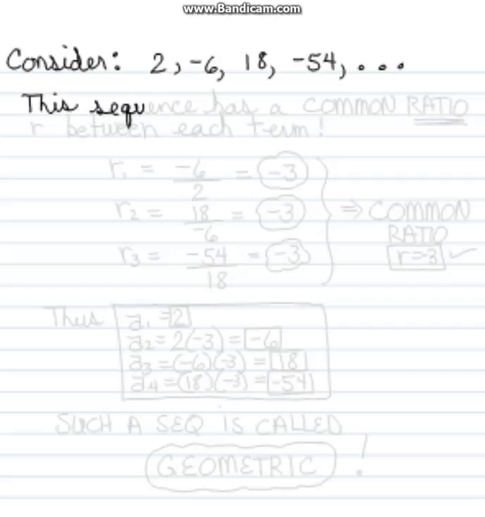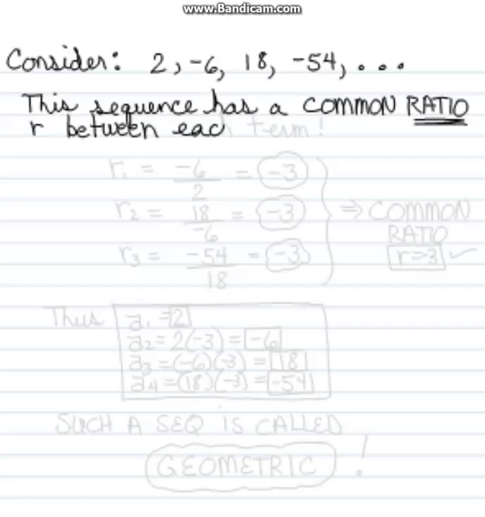This sequence has, instead of a common difference, a common ratio, which we call R, between each of the terms. So instead of taking a term and subtracting the number before it to get the difference, we will take a term and divide by the number before it to get a ratio. And if we keep getting the same ratio, we have a common ratio. So let's find the ratio first between the number negative 6 and the number before it, 2. So we'll take negative 6, divide it by the number before it, 2, and we get negative 3.